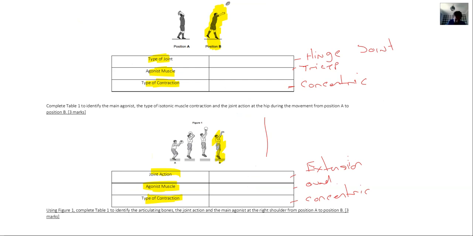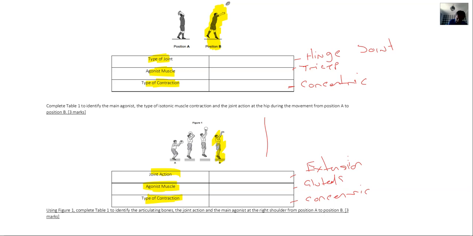Right, so if we just move on to the next. Oh, hold on, I've just realised a deliberate mistake. See if you guys were screaming at the screen at me when I was actually getting it wrong. Joint action is extension there, but the muscle is not quadricep. I'm talking absolute nonsense. It's still a concentric contraction, but actually the muscle there is gluteals. So gluteals is what causes extension at the hip as we go forward. Sorry about that mistake, chaps.